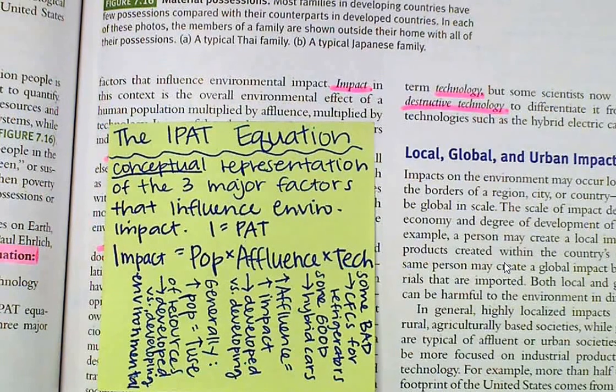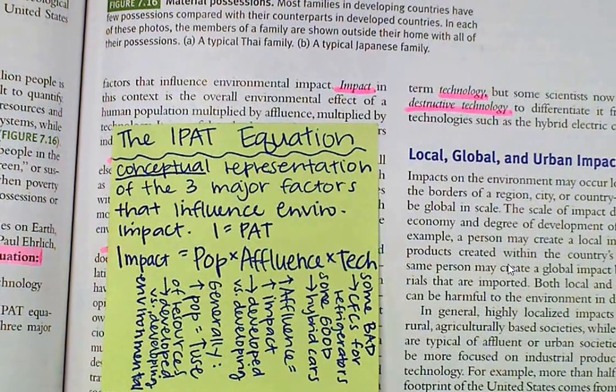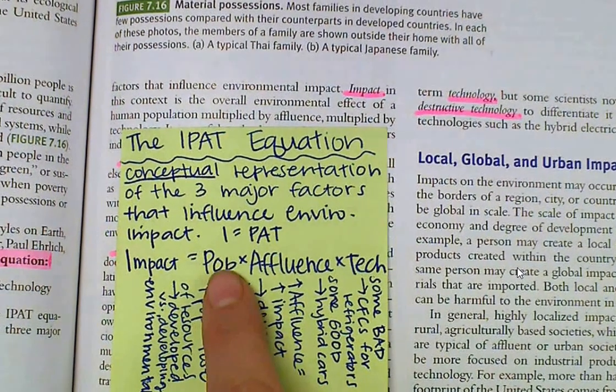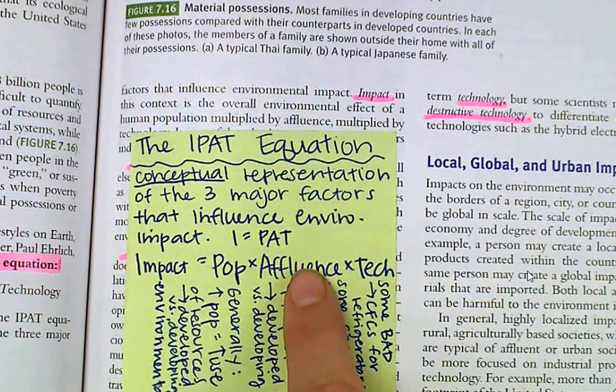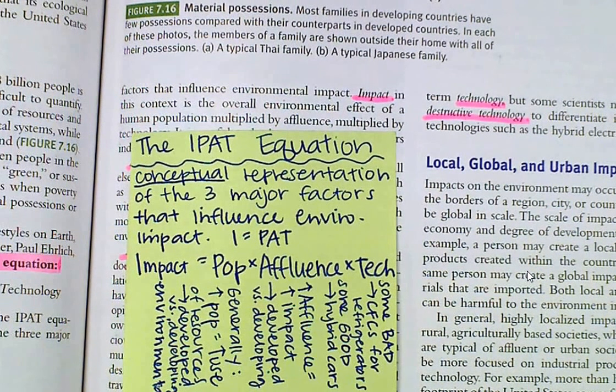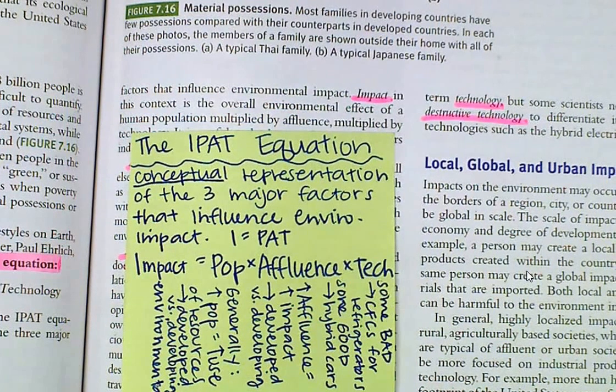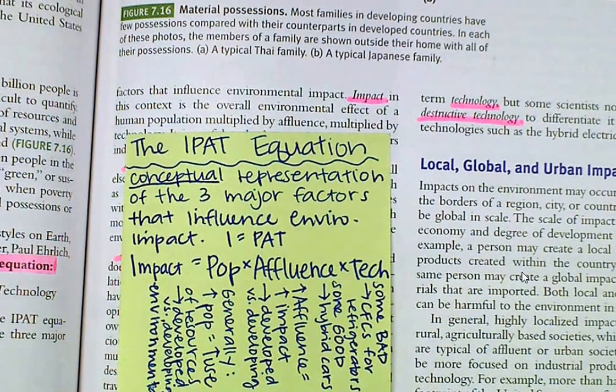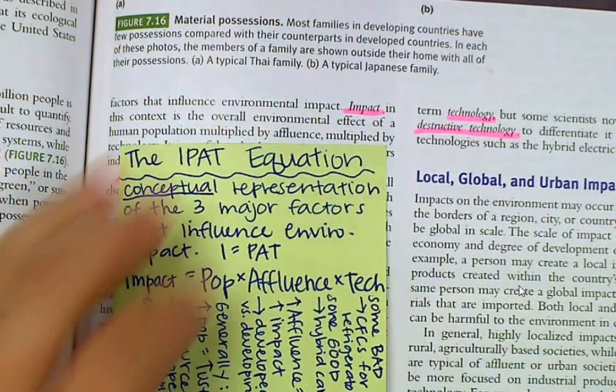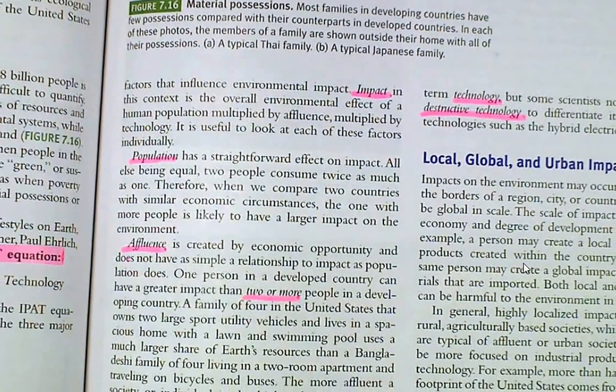Now, there aren't going to be real numbers for any of these except population, and maybe you can call affluence something like GDP, but there's not really going to be a number for technology. So this is a conceptual thing, guys, not an actual math equation. So let's talk about what all of these things mean.